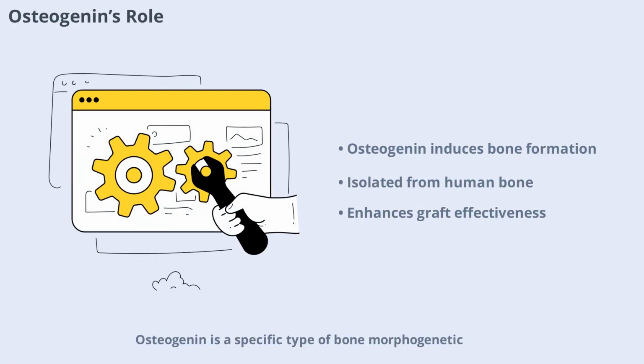Osteogenin is a specific type of bone morphogenetic protein that has been isolated from human bone. It is known for its ability to induce new bone formation, making it a valuable component in bone graft materials. When included in demineralized freeze-dried bone allografts, osteogenin helps to trigger the body's natural bone-building processes. This makes these allografts especially effective in cases where bone regeneration is needed quickly or in difficult environments.